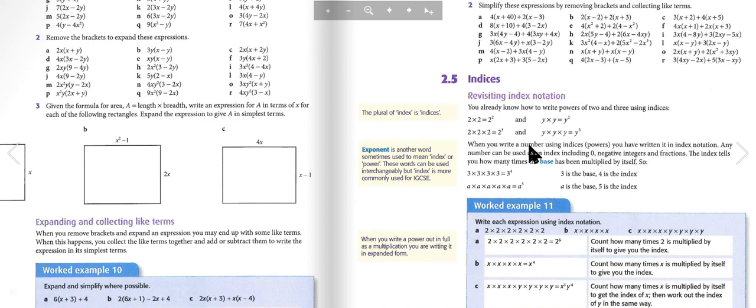When you write a number using indices or powers, you have written it in index notation. Any number can be used as an index, including 0, negative integers, and fractions. The index tells you how many times the base has been multiplied by itself. So 3 times 3 times 3 times 3 equals 3 to the power of 4. 3 is the base and 4 is the index.